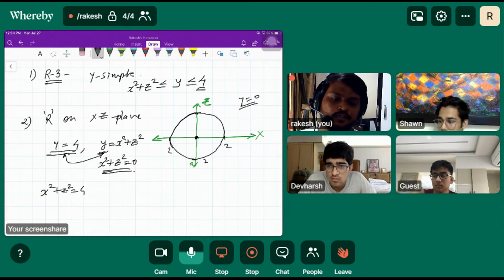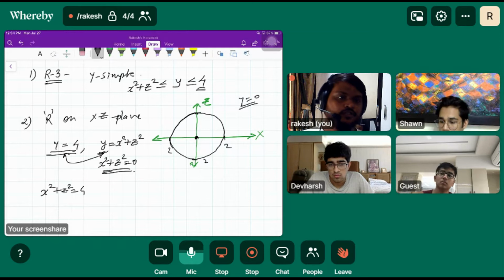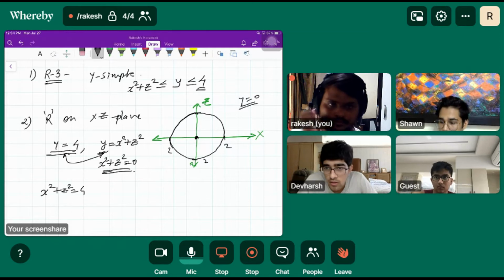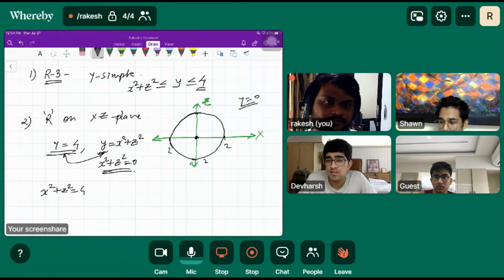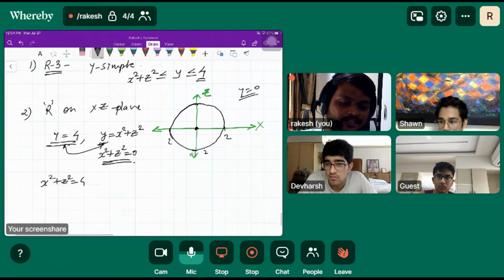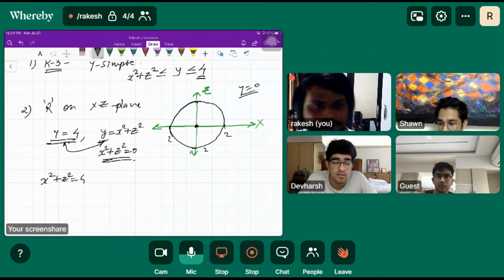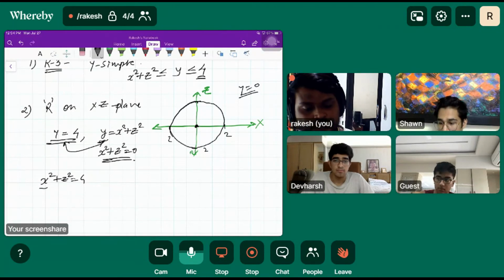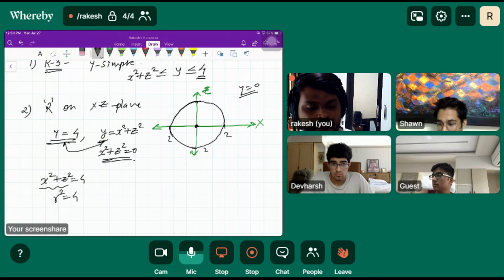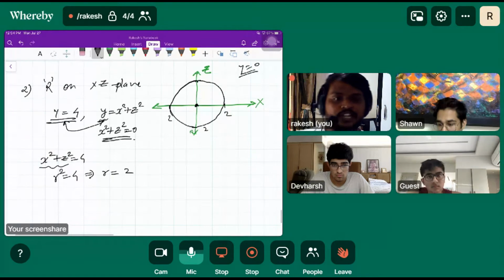If you notice the circular region, what should strike in your mind? The parametric polar form. Yes, polar coordinates. So if you have x square plus z square equal to 4, then r square is equal to 4, and that implies r is equal to 2, right? So how do we set up the double integral now?